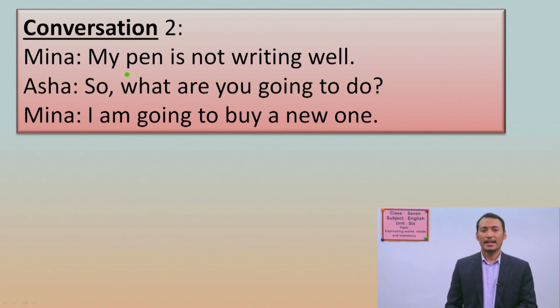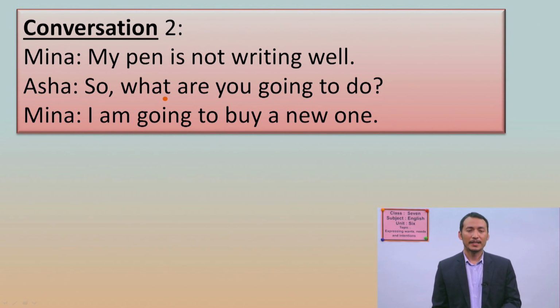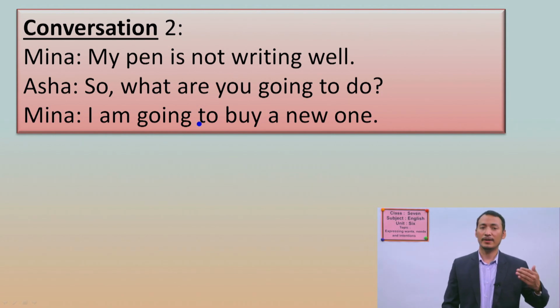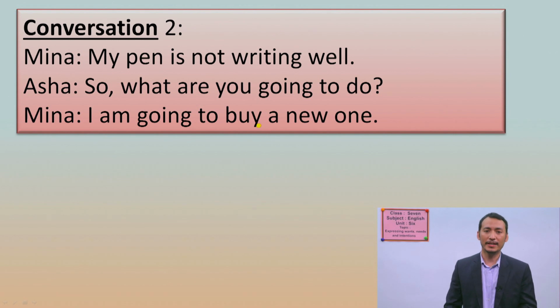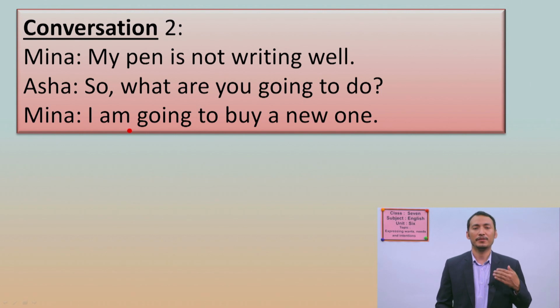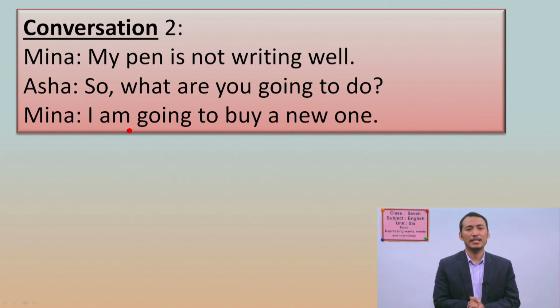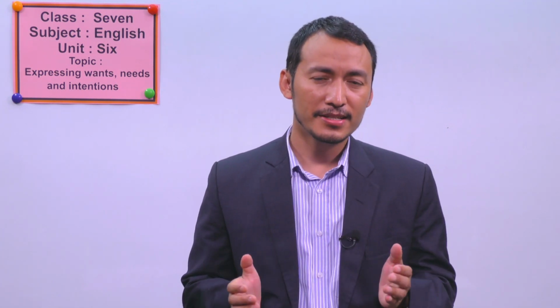Okay, you can see the structure here. What is the structure? Yes, it's I am going to. Or what are you going to? This is asking for intentions, and the answer for expressing your intention is with I am going to do something. Okay, this is the structure. When you intend or when you have decided to do something, then you can use this structure and express your intentions. Are you clear, students?